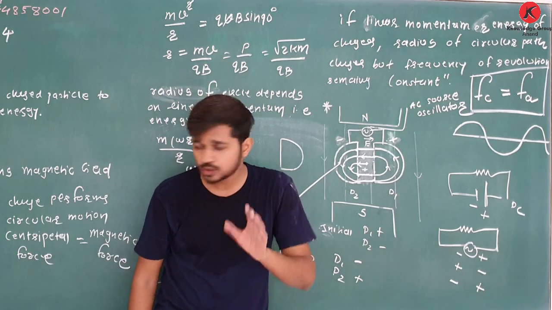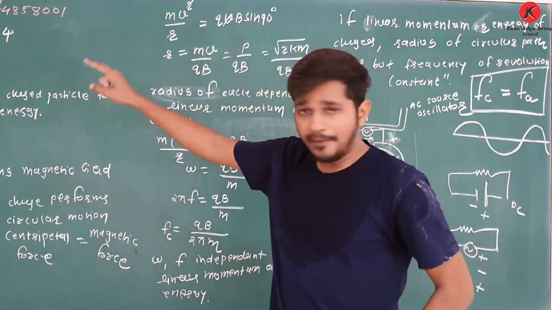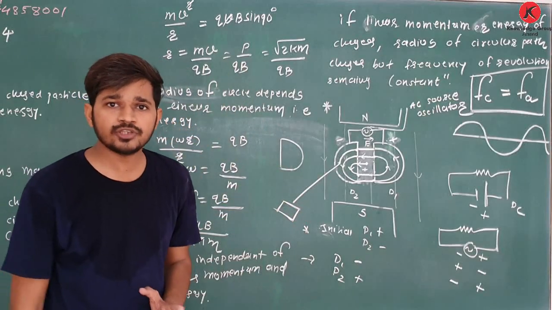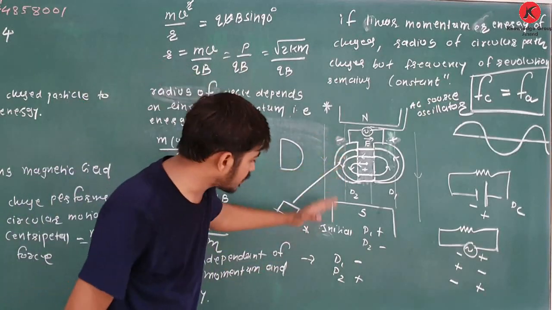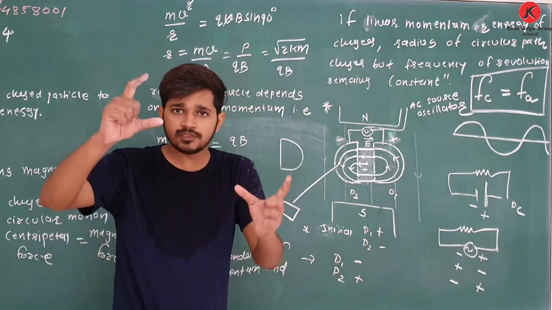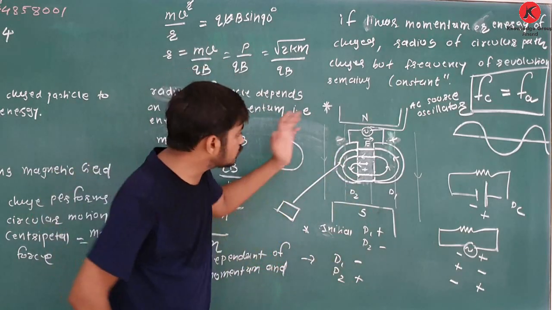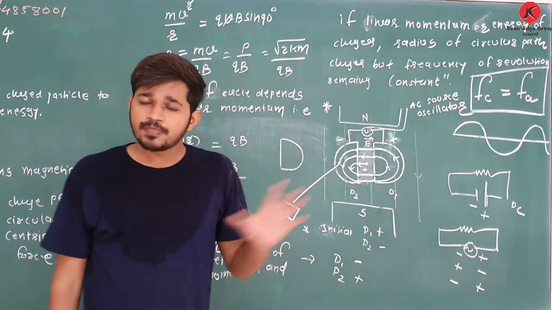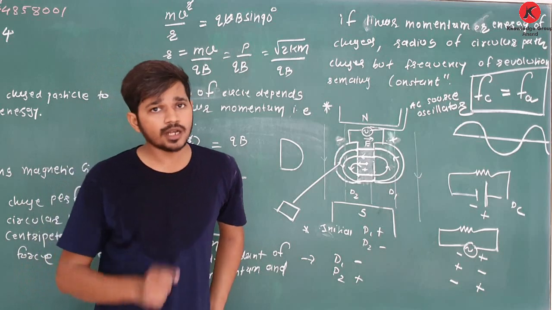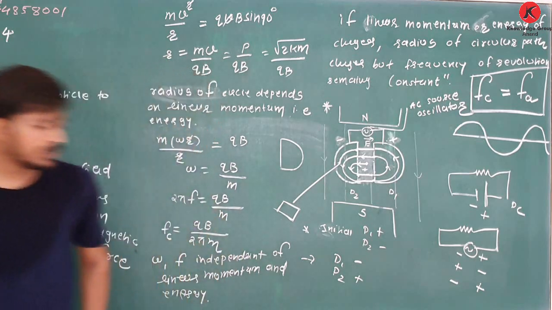Clear about this? So yes: use, principle, construction and working. In working, you can write in your own language. It is totally given in the textbook in two paragraphs, how this cyclotron works. So that working of the cyclotron you have to write from the textbook. Clear about this? Right.